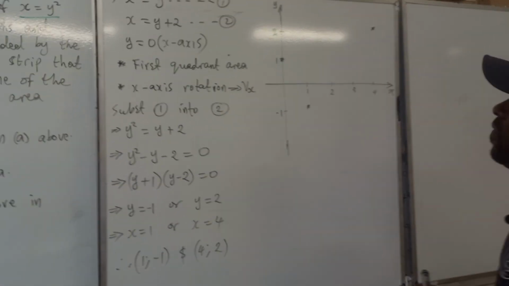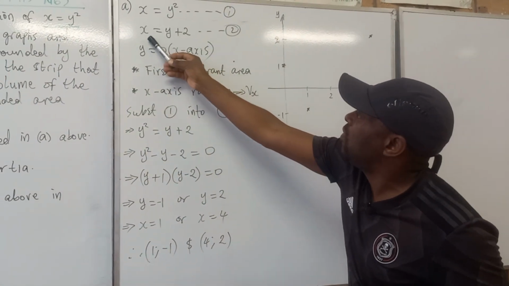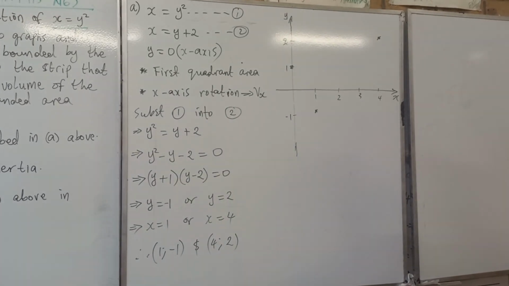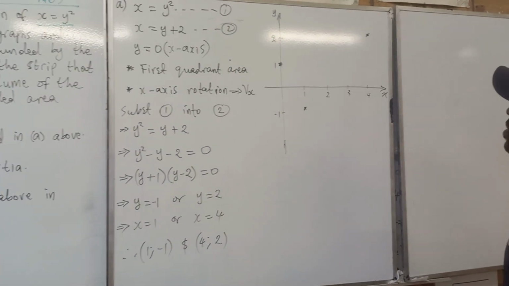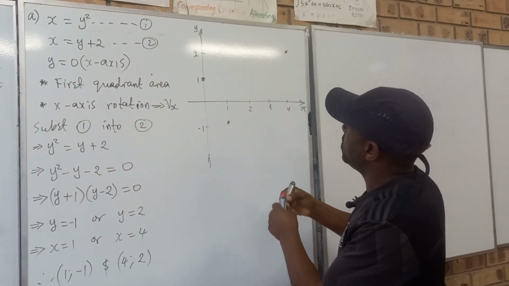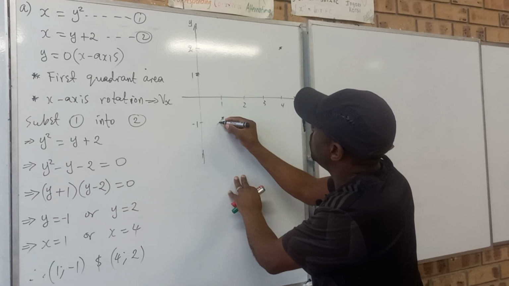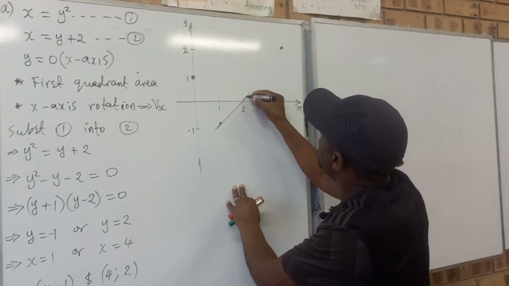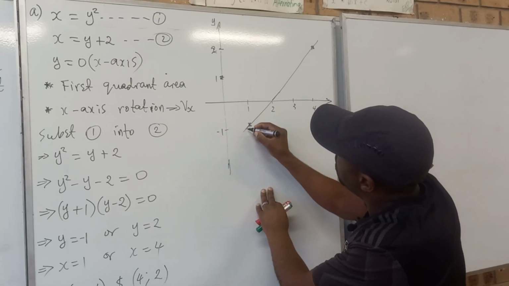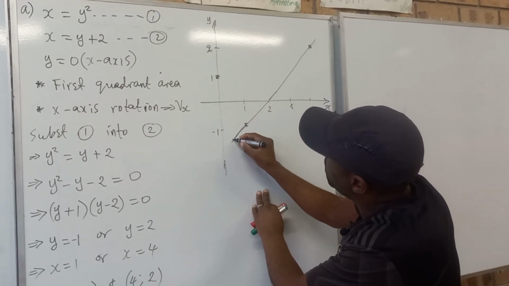If you look at graph number 1 and 2, you can confirm that graph number 2 is a straight line. To draw a straight line, all you need is just 2 points. I've already got 2 points at the points of intersection. So I will just link my 2 points to get my sketch. So my sketch is somewhere there. So that's my straight line.